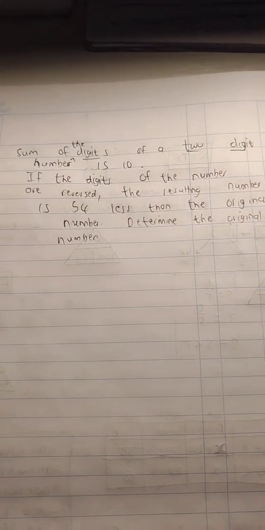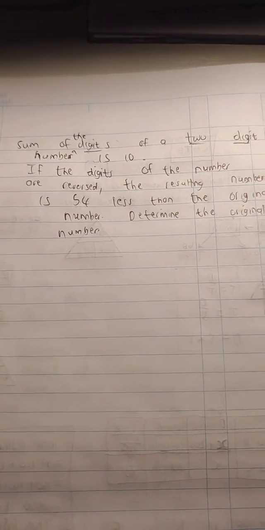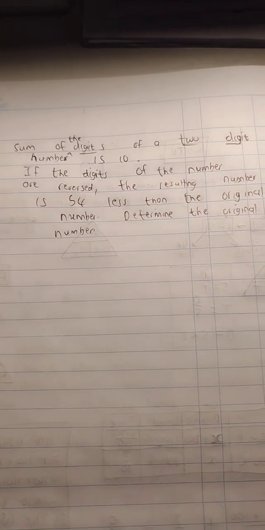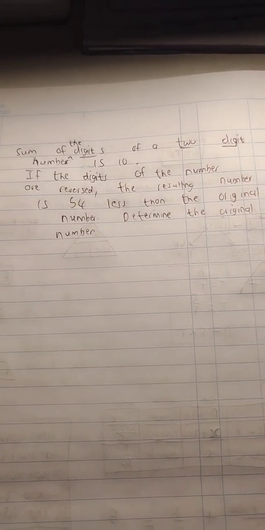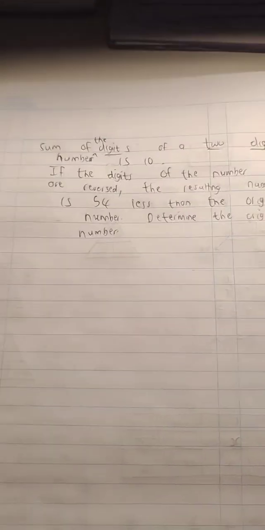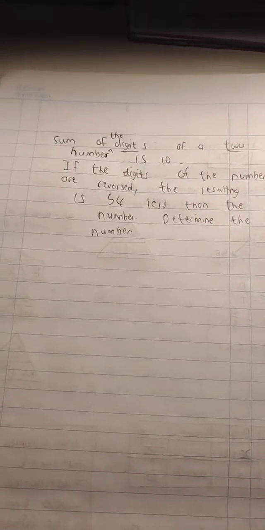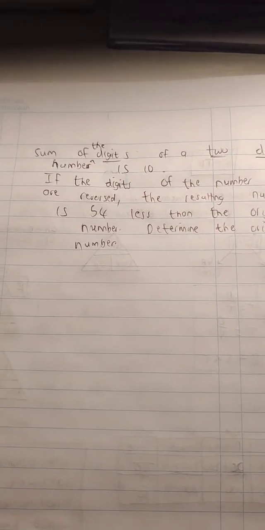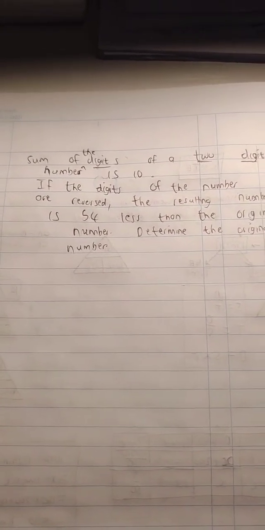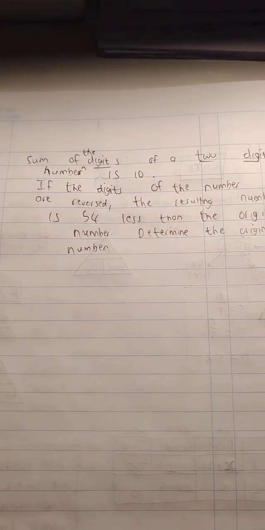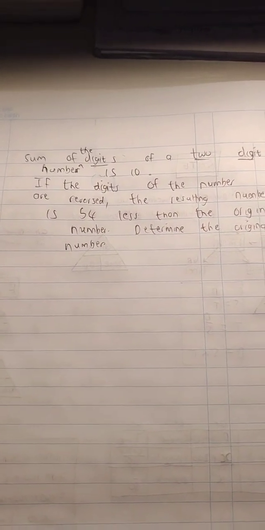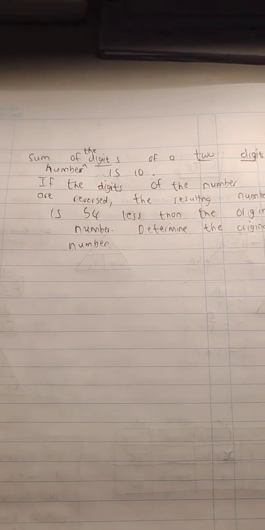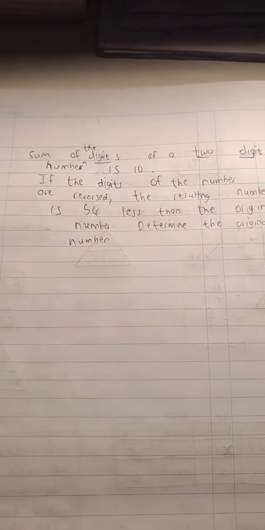The sum of the digits of a 2-digit number is 10. I hope you guys are noting what is being said here. The sum of the digits of a 2-digit number is 10.